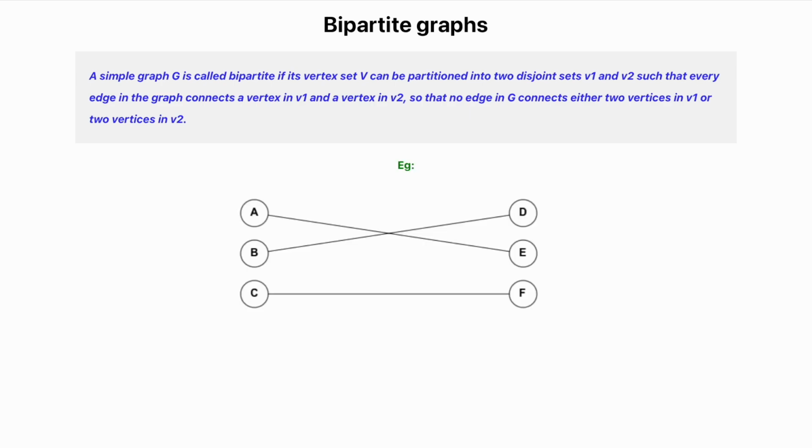For example, consider the graph representing the marriages between men and women in a village, where each person is represented by a vertex and the marriage is represented by an edge. In this graph, each edge connects a vertex in the subset of vertices representing males, that is, vertices on the left side, and a vertex in the subset of vertices representing females, that is, on the right side.